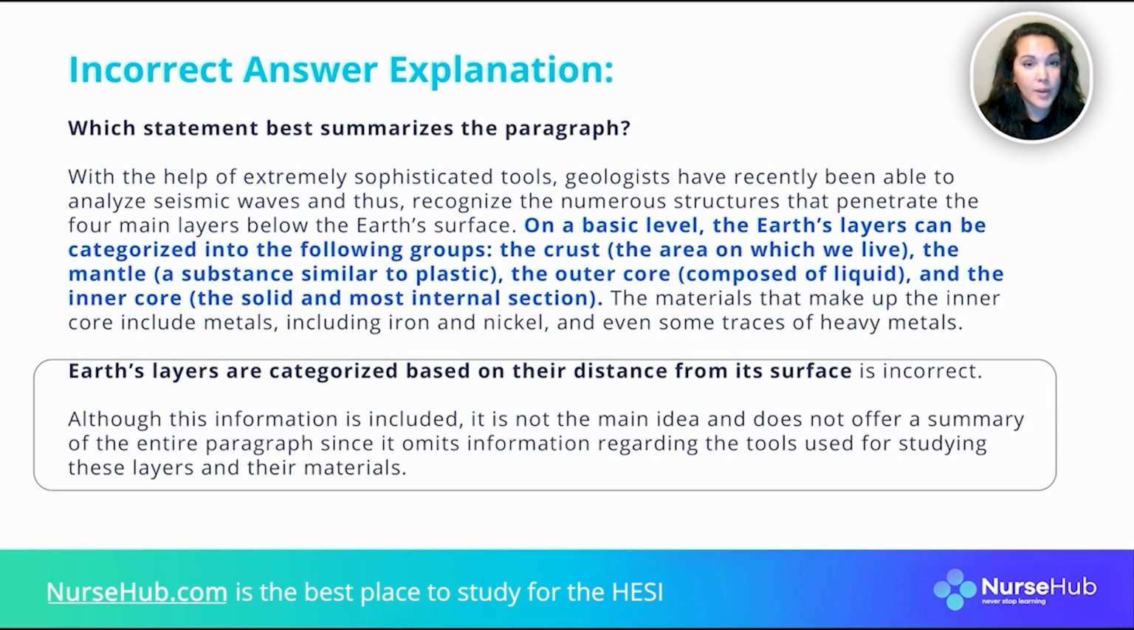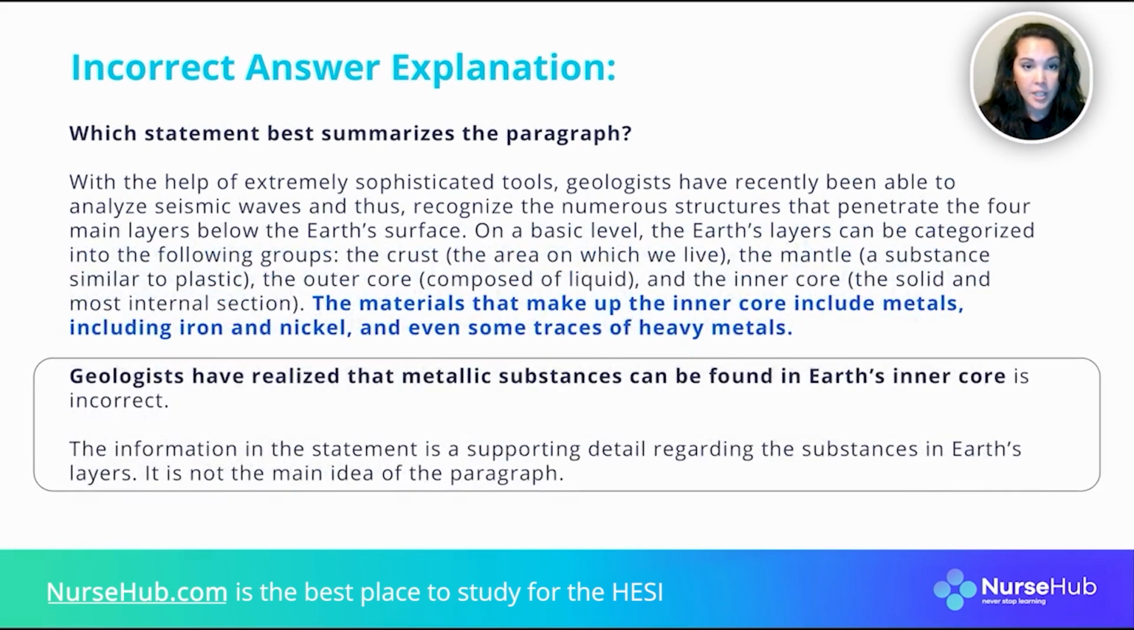All right, so let's take a look at our first incorrect answer option. Earth's layers are categorized based on their distance from its surface. So although this information is included, it's not the main idea, so it cannot be a summary of the entire paragraph. It omits the information regarding the tools that are used for studying the layers and their materials. Here's our next incorrect answer option. Geologists have realized that metallic substances can be found in Earth's inner core. So this information in the statement is just a supporting detail. It is regarding the substances in the Earth's layers, but it's not the main idea of the paragraph.